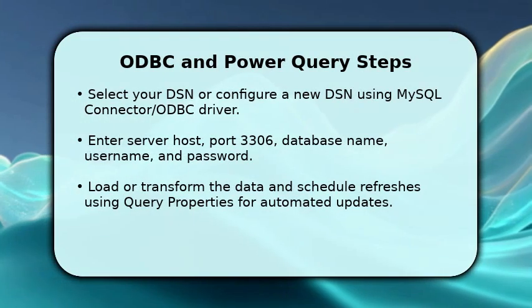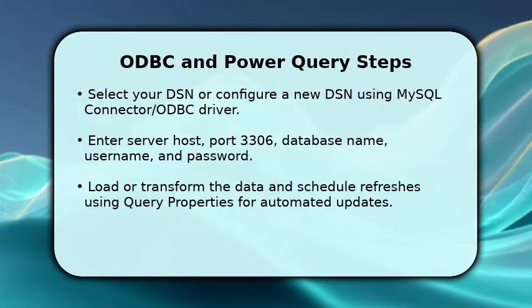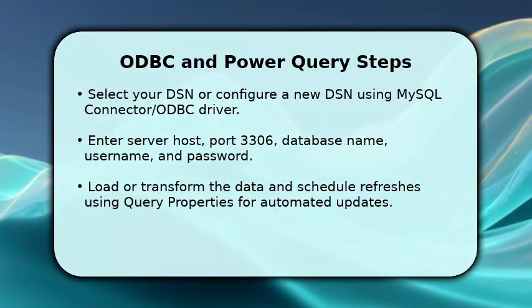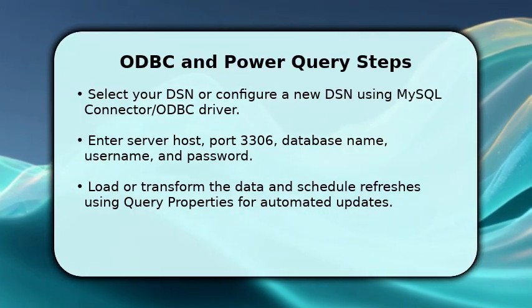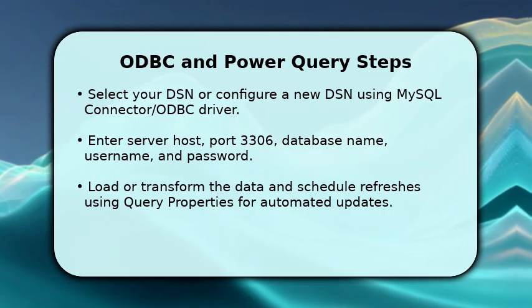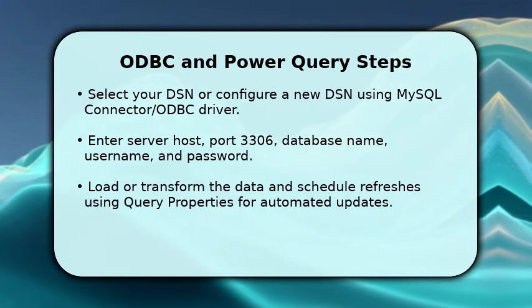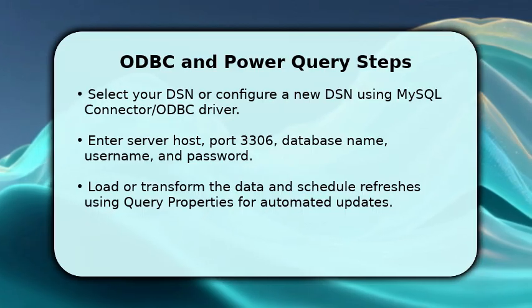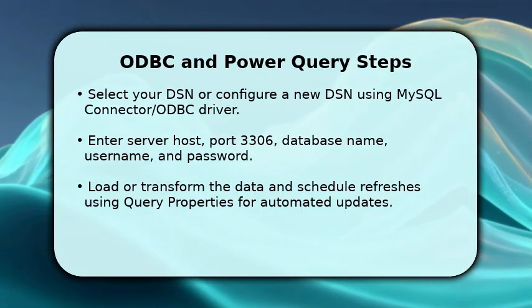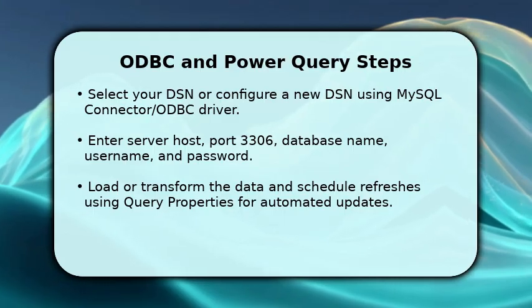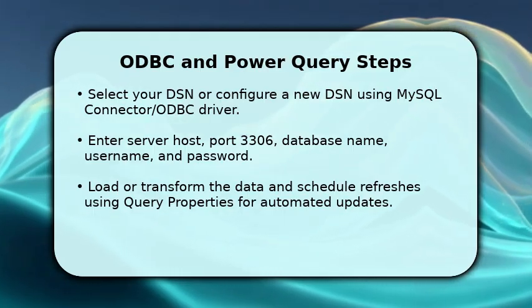Open Excel and use Get Data, From Other Sources, From ODBC to start. Select your DSN or configure a new DSN using the MySQL Connector/ODBC driver. Enter server host, port 3306, database name, username, and password. Use encryption or SSL if required by your server policy.